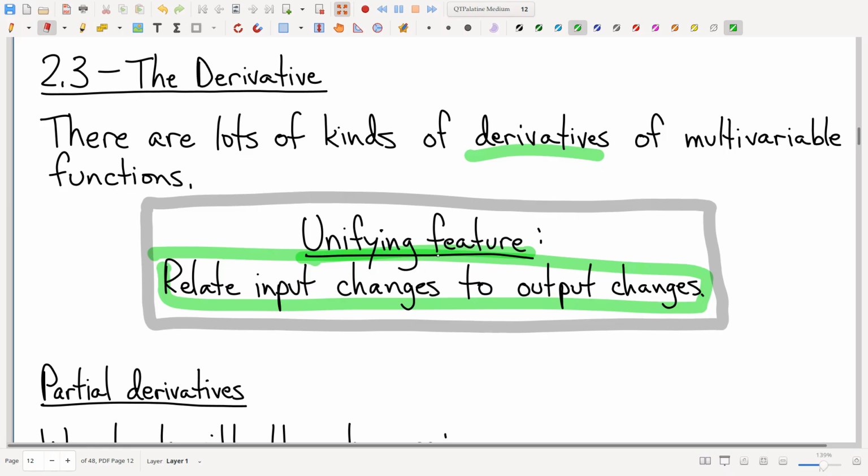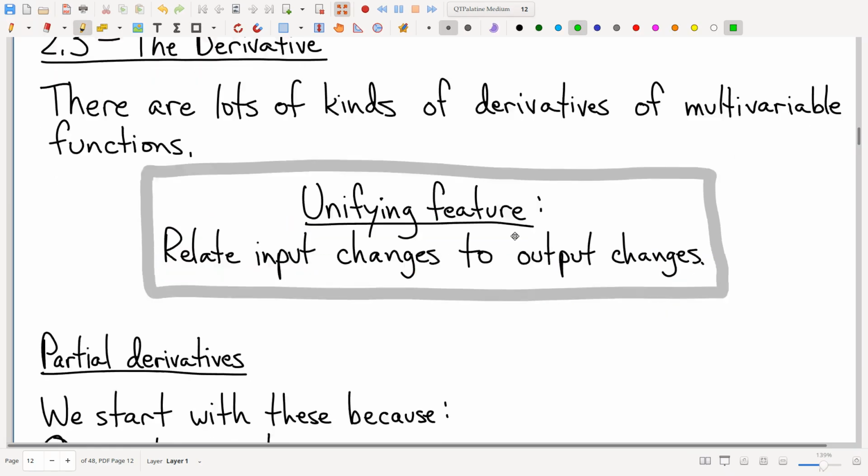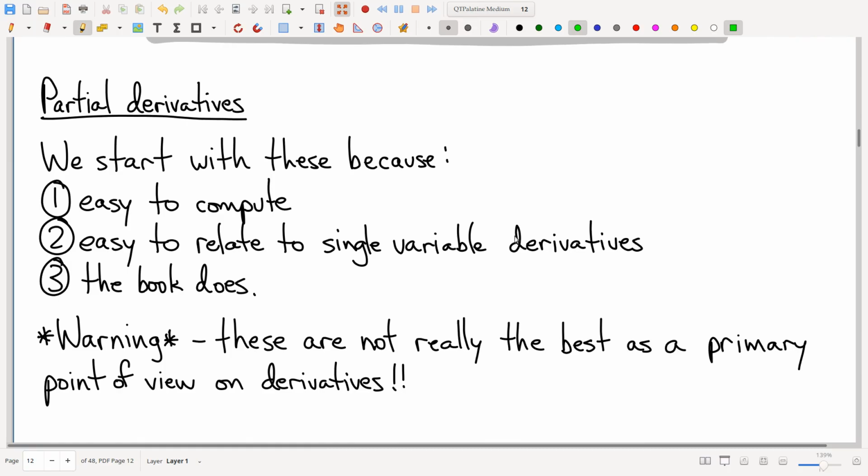All right. Okay, so that's just a perspective thing. Now let's move it along. We are going to start with partial derivatives.